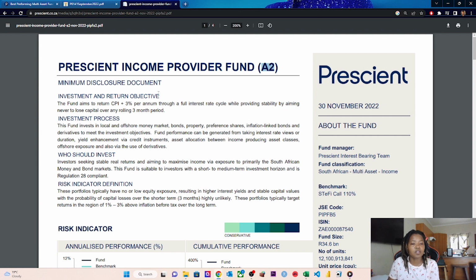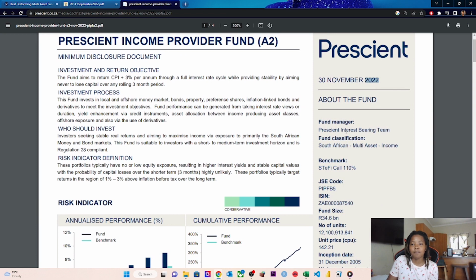Okay, so this is the minimum disclosure document, which is MDD, but it's also the fund fact sheet, right? So this is the latest one as at 30th of November 2022. So we'll see performance, monthly performance, annual, and you'll see how long the fund has been running, which is also quite important. You'll see the benchmark, so basically what it's measuring against, what your expectations are in terms of what it's getting, in terms of returns, as we'll also go through a bit of the glossary at the end, right? Which is quite important.